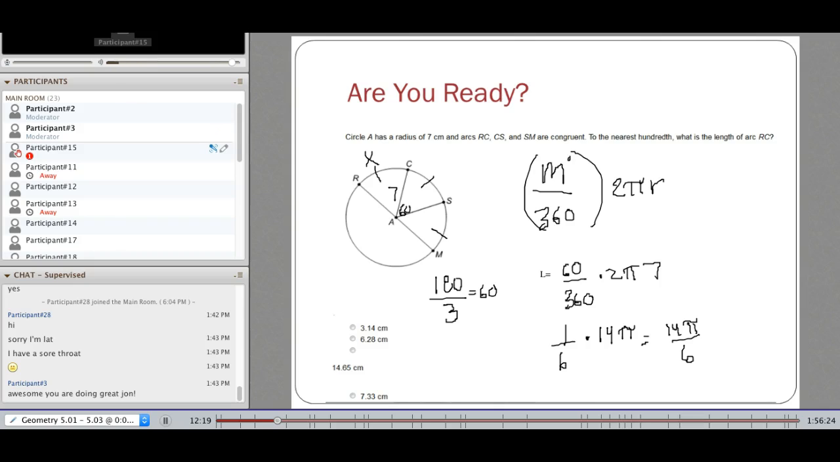Hold on a second. So I have 1/6, and then I have 14 pi. So I take 14 divided by 6 to get 2.33 pi, and then I do 2.33 times 3.14 to get 7.33.